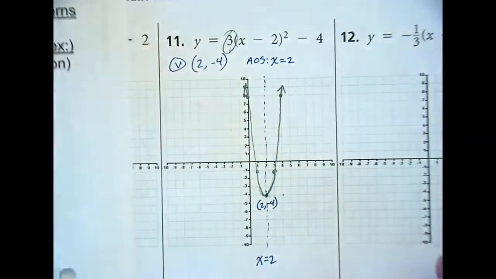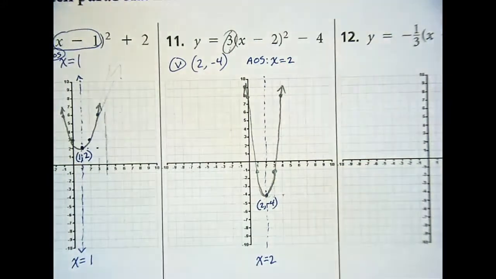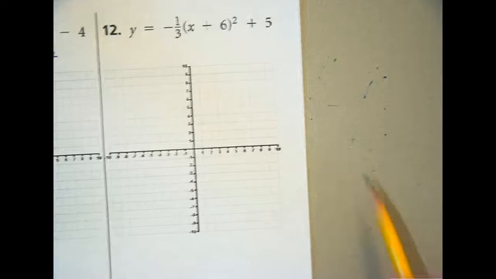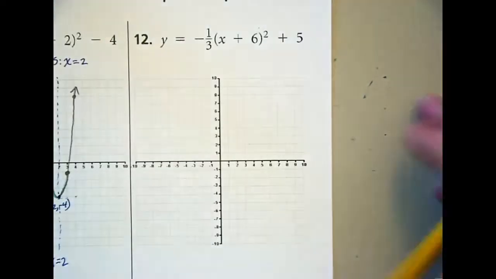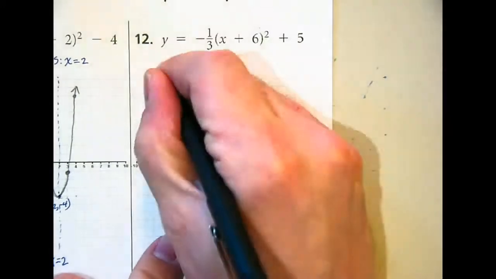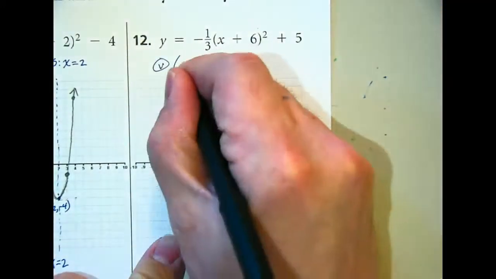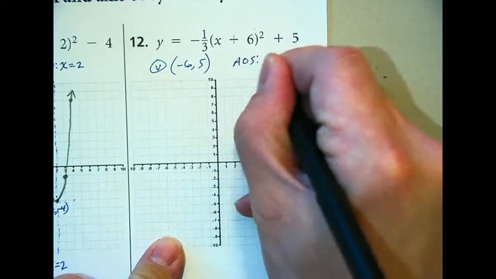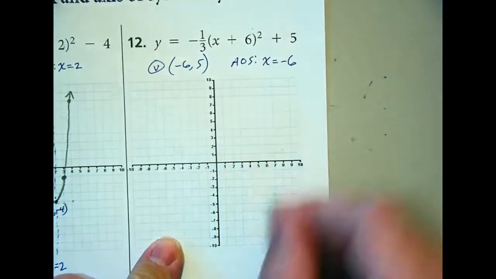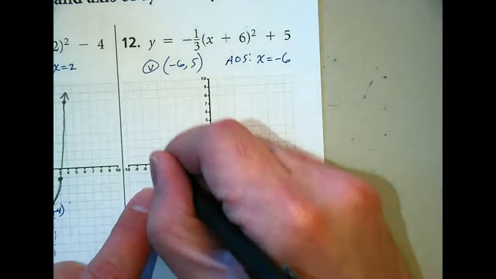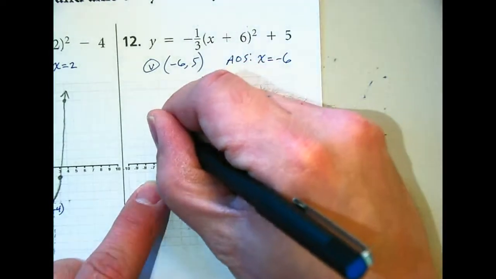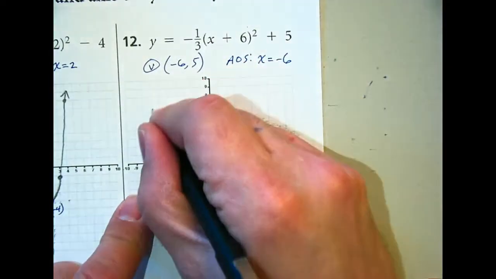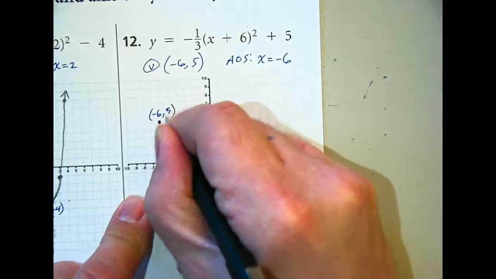Any other questions? Ethan? Yeah, like number 12? Yeah, good job, man. Nice. Well, let's figure out the vertex. What's the vertex here? -6, 5. Okay, axis of symmetry. X equals -6. Okay, so we go down to -6 and up to 5 right there. Is this opening up or down? Down, so I'll label it above. -6, 5. Okay, we have axis of symmetry at x equals -6.